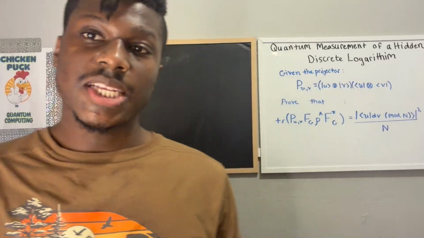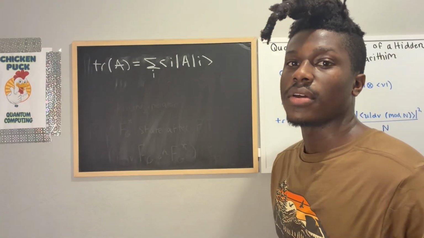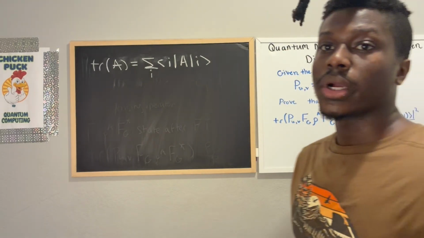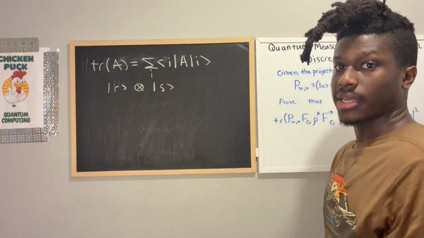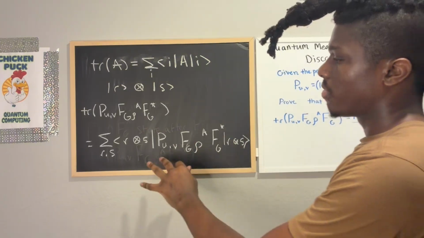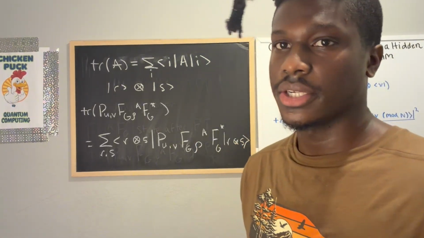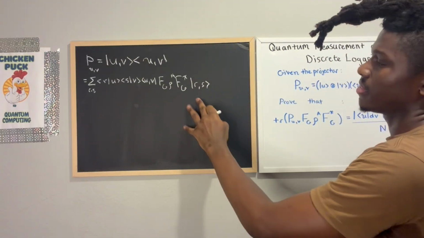rho. So now we're going to expand the trace. The trace is just the sum of the diagonal elements. And our system has 2 registers, so we're going to use the computational basis. So we have ket R tensor ket S. Therefore, we have, so this is literally just the definition of the trace. Now we're going to insert the projector here. And then next we have this form here.